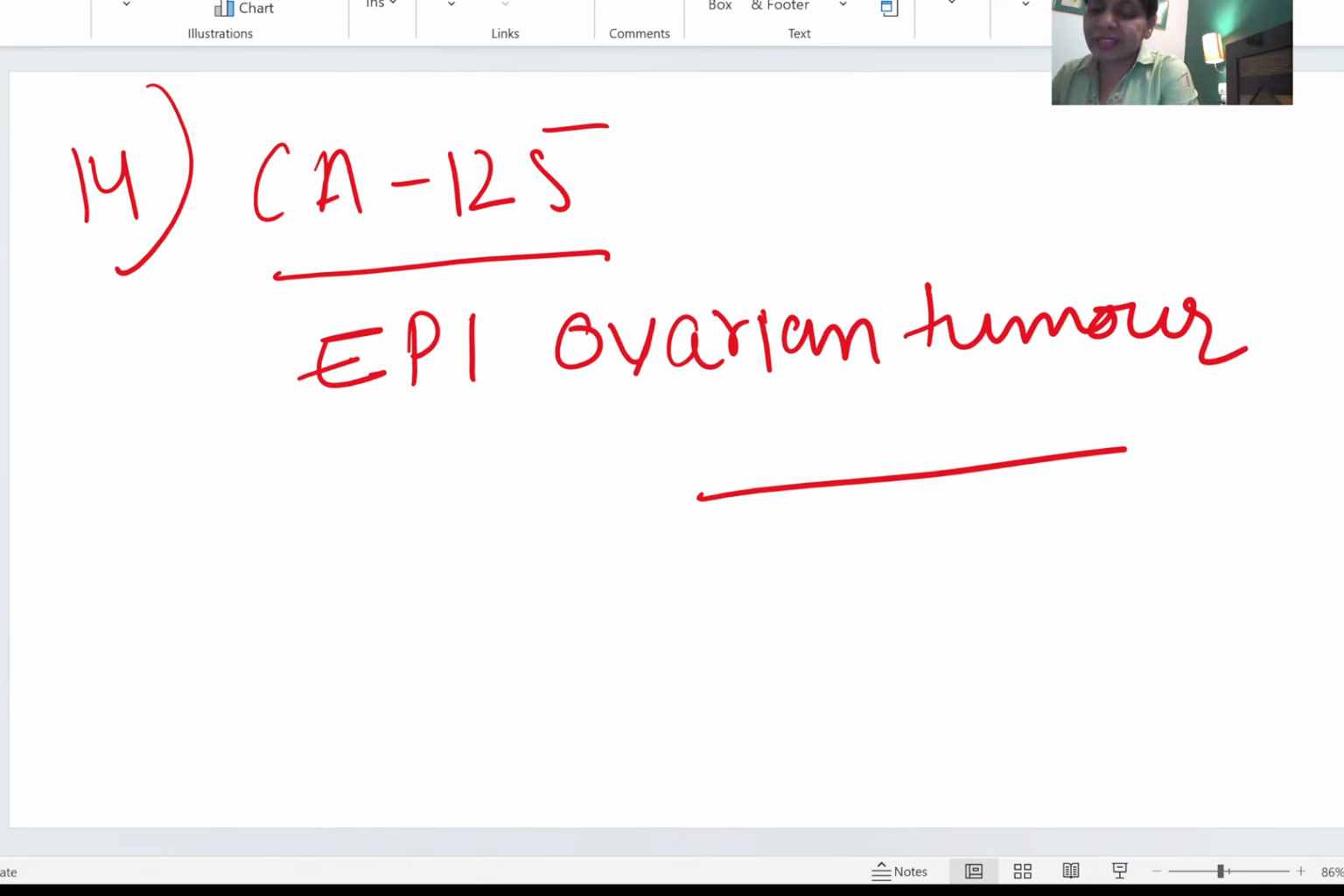Dr. Sumit is asking whether it is inhibin B or inhibin A. It's inhibin B. But sometimes inhibin A is also done because their structures are very similar. Okay?